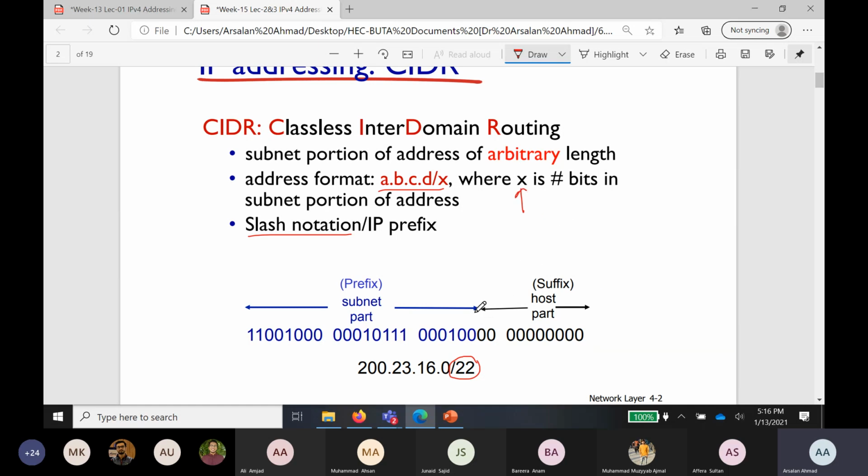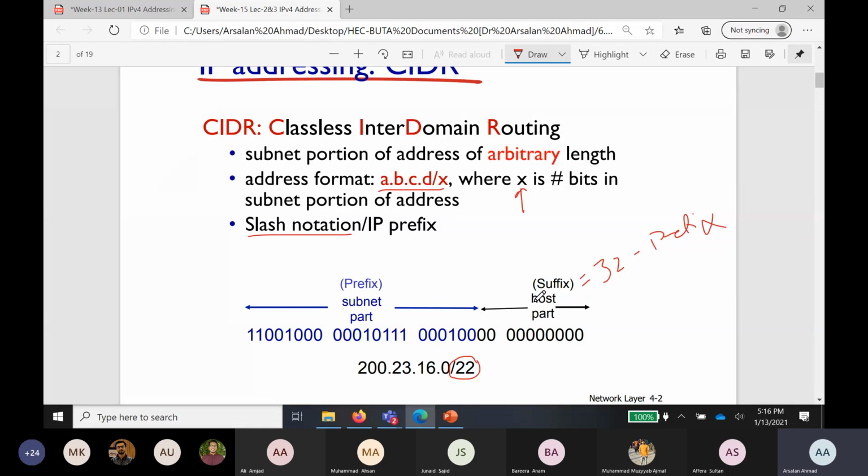The suffix can be easily calculated as: suffix is equal to 32, the total number of bits, minus prefix. Sorry, I made a slight mistake earlier. So if your x, which is your prefix, is let's say 22 bits, then your suffix, your host part, is 10 bits. 8 plus 2, this is the host part of 10 bits.